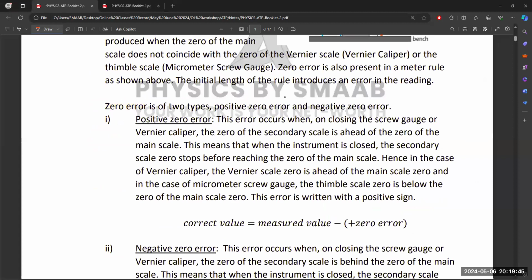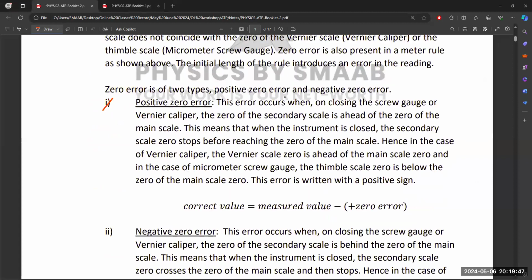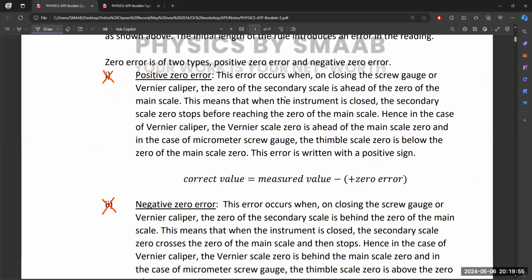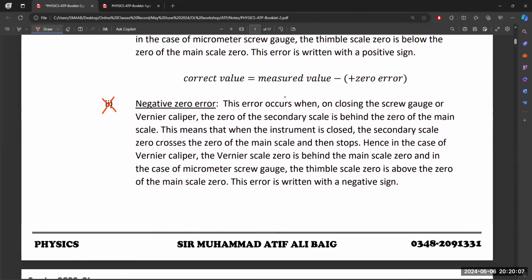And this is not required because we are not performing the practical physically. If you are performing the practical physically, then these points are important because readings are already given. So these two types, positive zero error and negative zero error, are not required because you don't need to correct the values. If there is some correction given, that is already mentioned in your question.